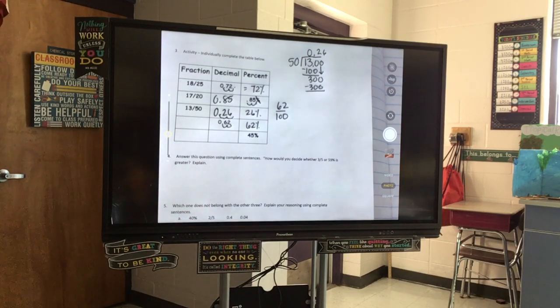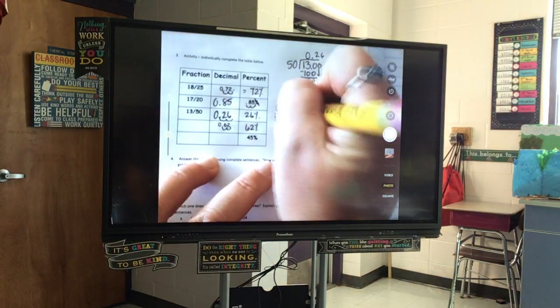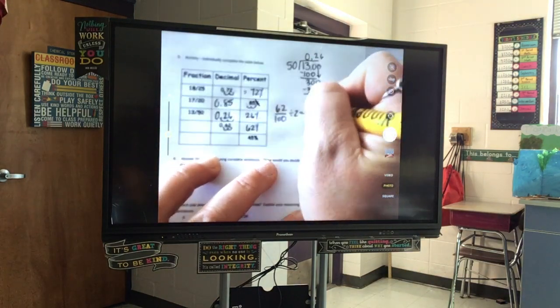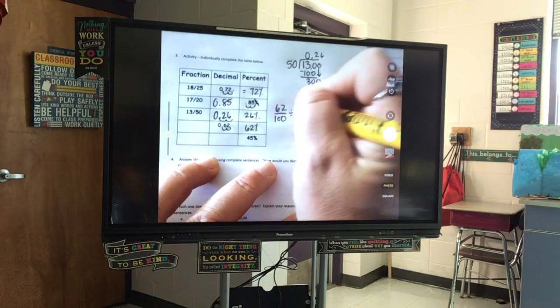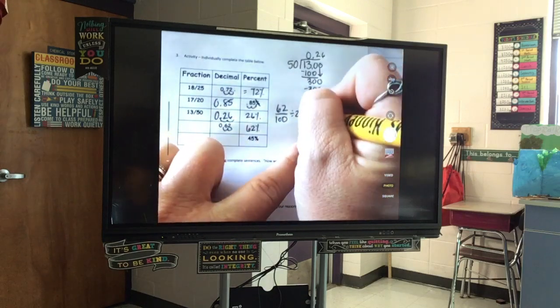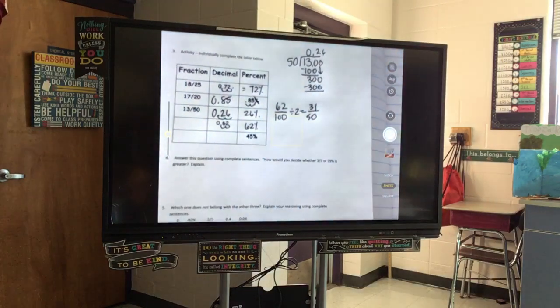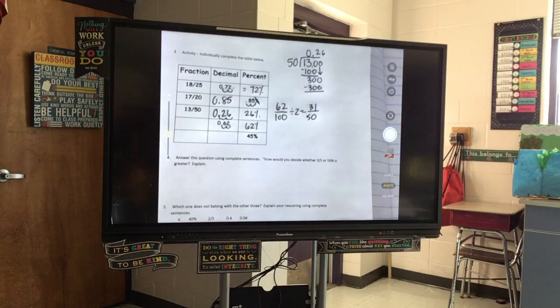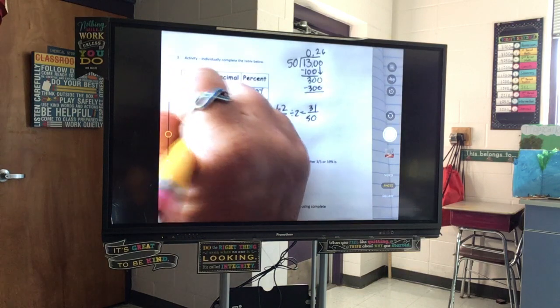Is that easy? Say the number, 62 hundredths. Now, obviously, what do we want to try to do with this number? Simplify. Yes, what number should I try to simplify by? 2. Perfect. So when I divide 62 by 2, I get 31. When I divide 100 by 2, I get 50. Can I simplify this number anymore? No, so that is my fraction, 31/50.